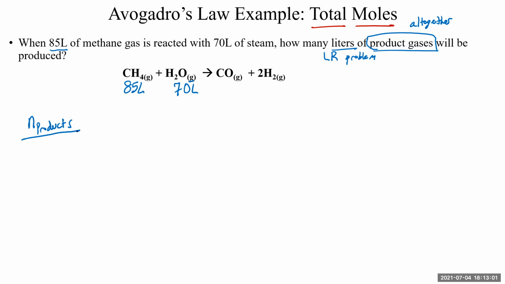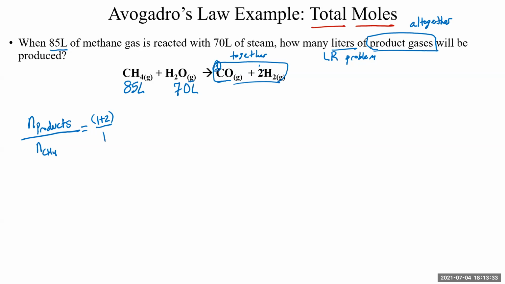product gases, I should say, well, I'm just going to say products altogether, both CO and 2H2 together. I'm going to count these together. I'm not going to try to separate them. Together, my moles of products, the ratio of my moles of products to my moles of methane equals what? Well, doesn't it equal 1 plus 2 to 1?